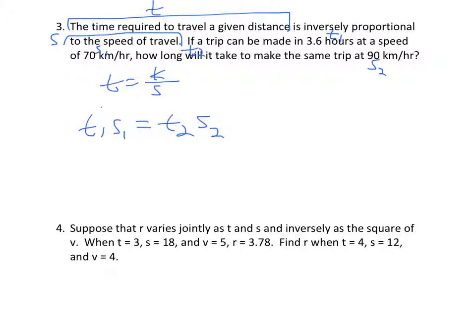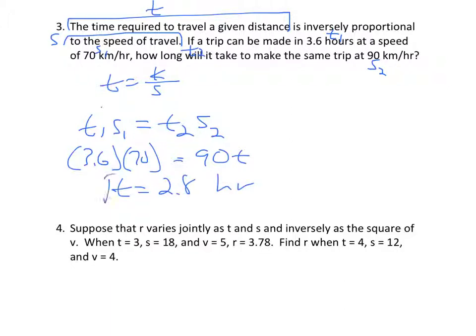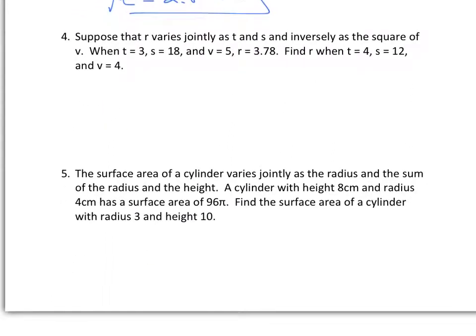So we have got to check your units, just make sure we're all good. They all are the same, so that's important. So we have 3.6 times 70 equals 90 t. Multiply it out, 3.6 times 70 divided by 90, and we get 2.8. T equals 2.8 hours.